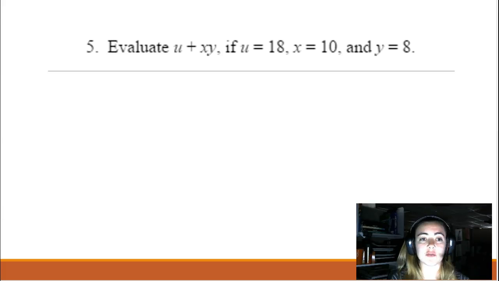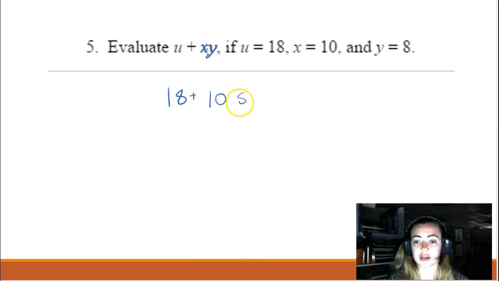For question 5, we're evaluating, so that means we actually are going to solve for something. In this case, it says evaluate u plus xy, which we know means x times y, if u is 18, x is 10, and y is 8. So we're going to substitute those in. Instead of u, we're going to write 18. Instead of x, we're going to write 10. Instead of y, we're going to write 8. And we know that in between the 10 and 8 is being multiplied.